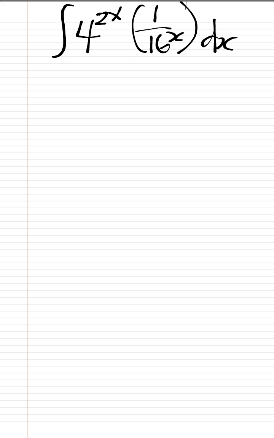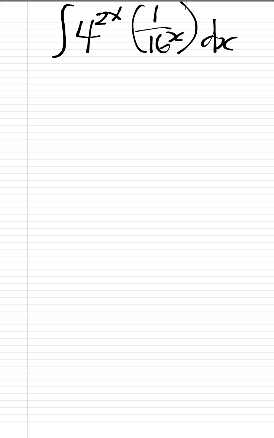Since we have 4 exponent 2x, and then we also have 1 on 16 exponent x, looking at 4 and 16, we can see that the base is 4 with the exponent of 2x, and we can also work on the 16 exponent x to get the same base as the 4. So let's first work on the 4 exponent 2x and the 1 on 16 exponent x. Then after that, we can do the integration.